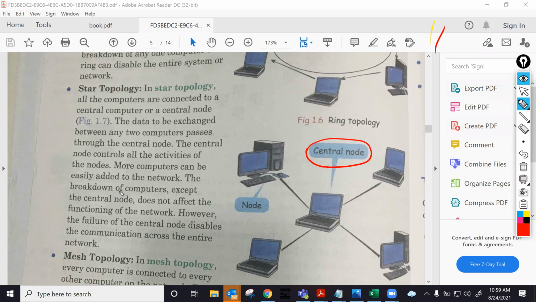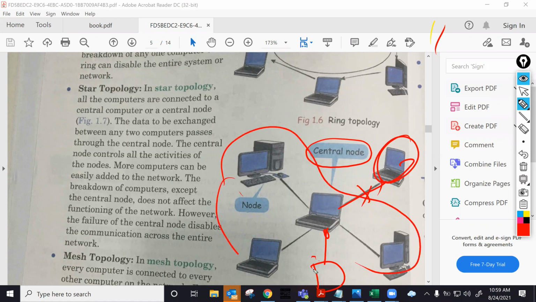Most computers can be easily added to the network. So here one advantage is they can have a new machine and connect it to the server computer. Very easy, right? The breakdown of one computer, except the central node, does not affect the functioning of the network. If we break down this one, it only affects this computer, not the other network. The other network will work. Only this computer will be isolated until it is rectified.